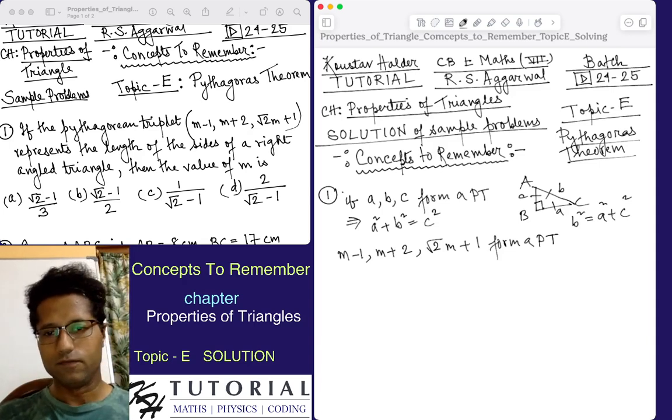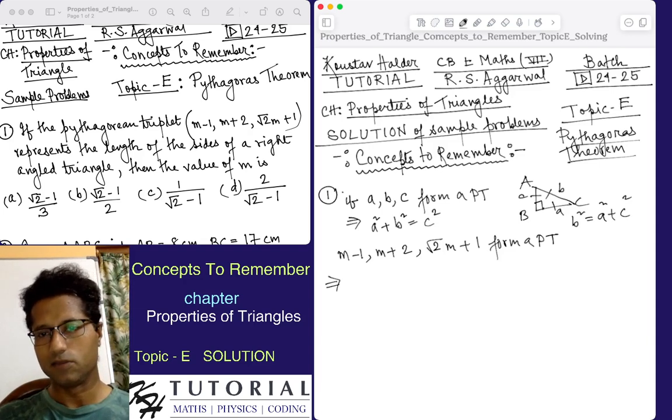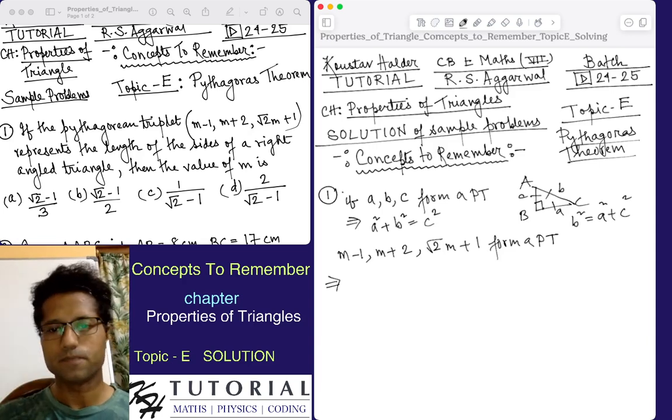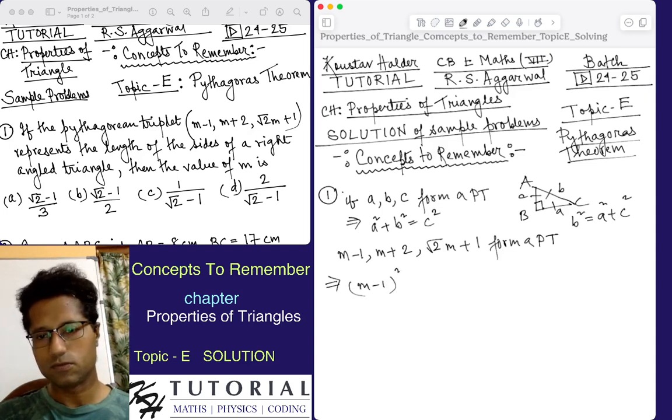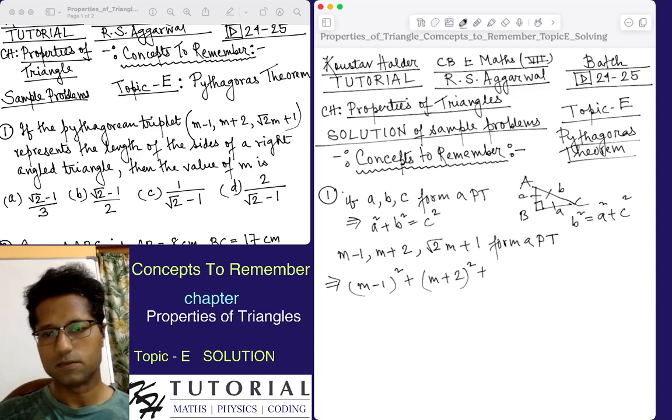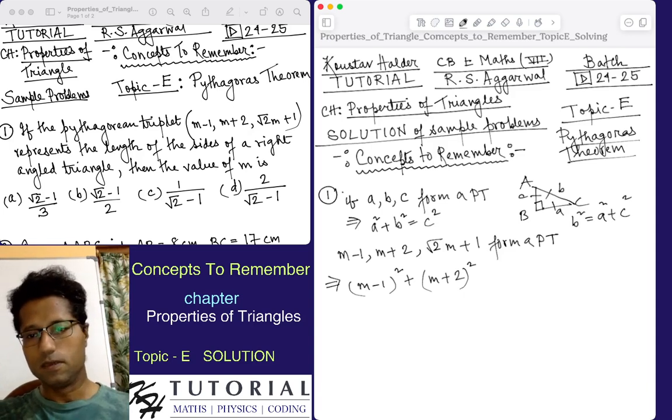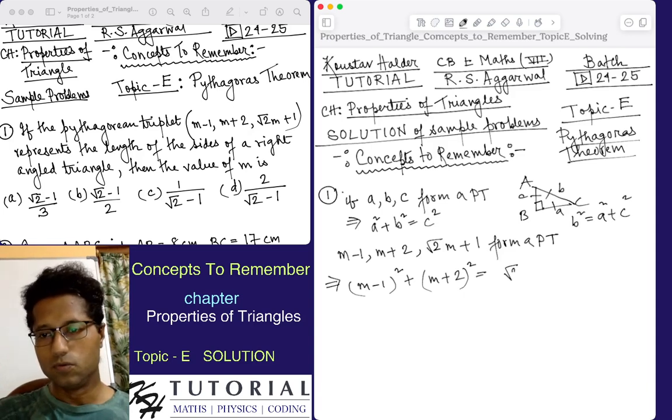So if this forms a Pythagorean triplet, this will imply, now remember that for a Pythagorean triplet the order matters. If A comma B comma C in the same order forms a Pythagorean triplet, then we get A square plus B square equals to C square. So in this case we will get m minus 1 whole square plus m plus 2 whole square will be equal to root 2 m plus 1 whole square.